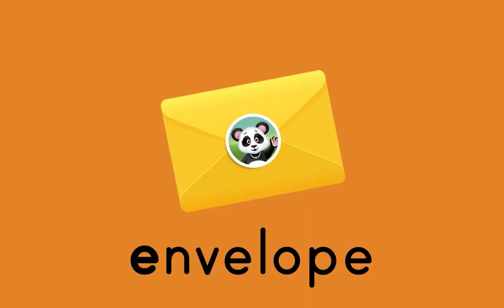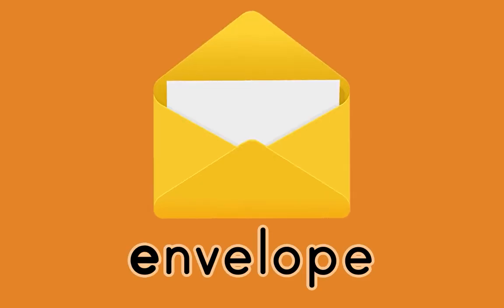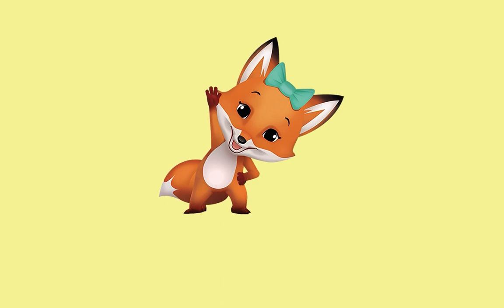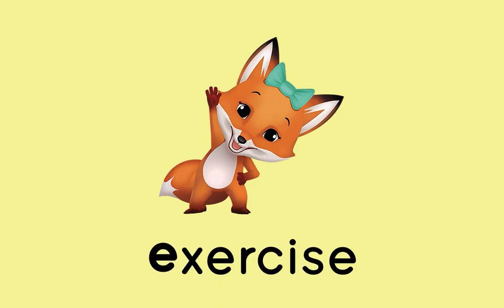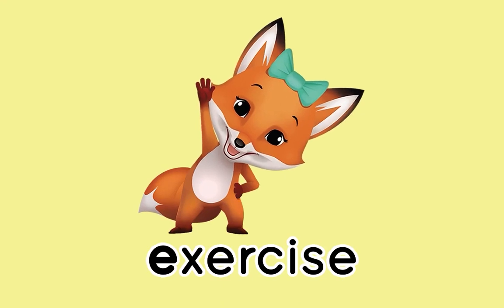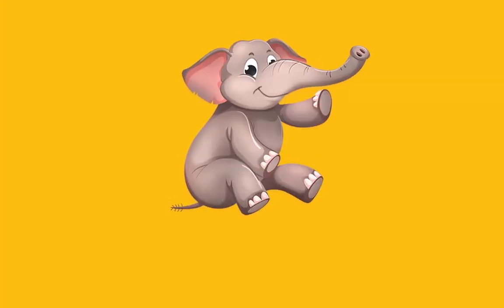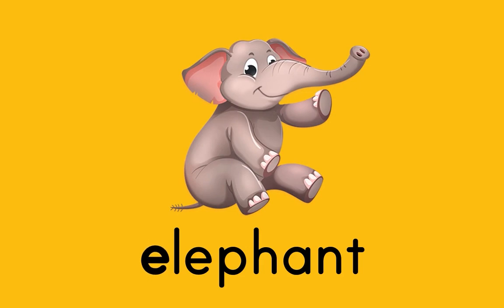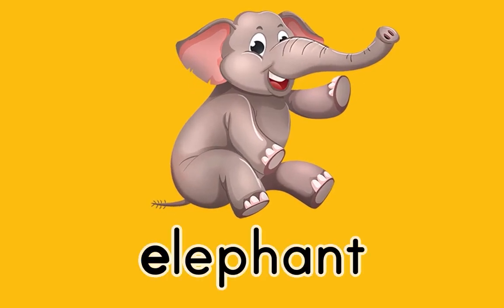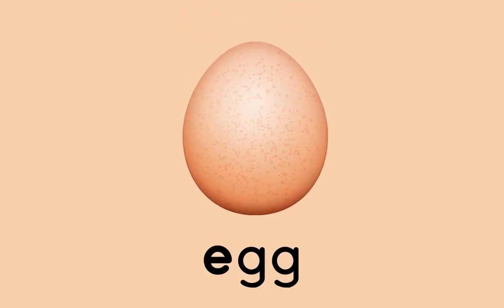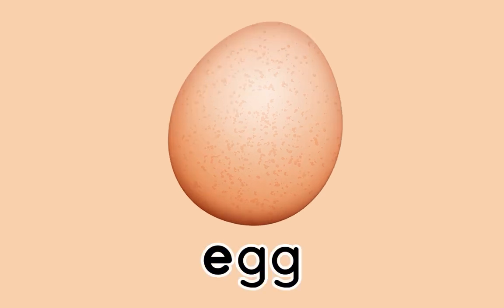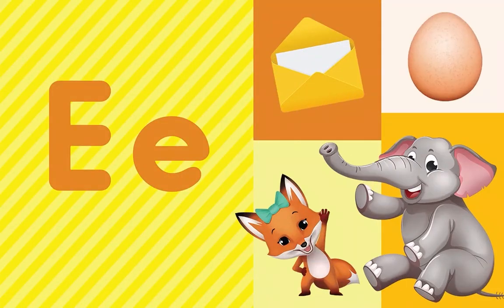Envelope. Eh, eh, envelope. Exercise. Eh, eh, exercise. Elephant. Eh, eh, elephant. Egg. Egg begins with E. What letter do all these words start with? E! That's right, the letter E.